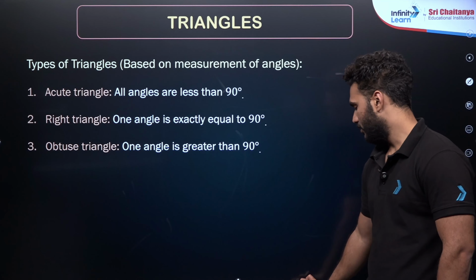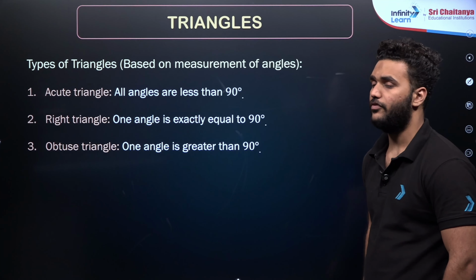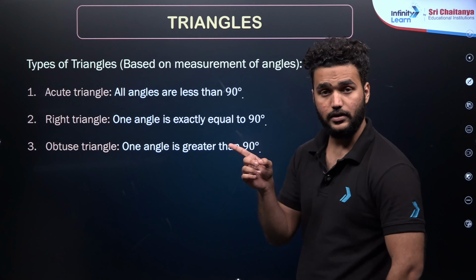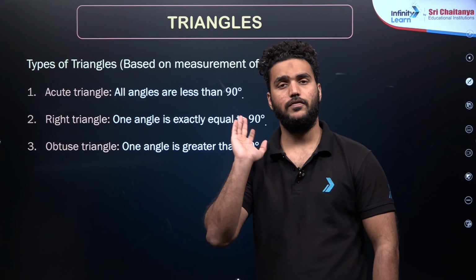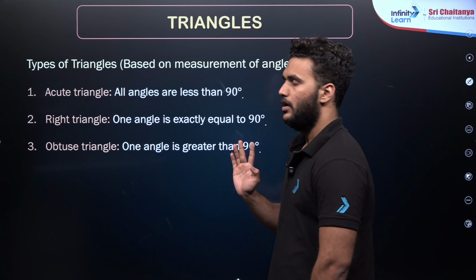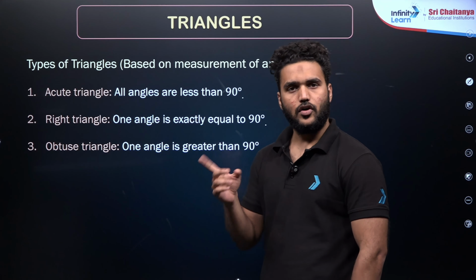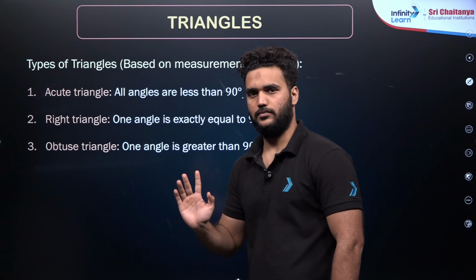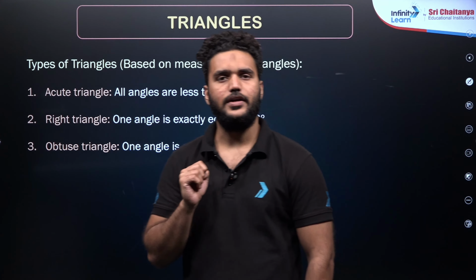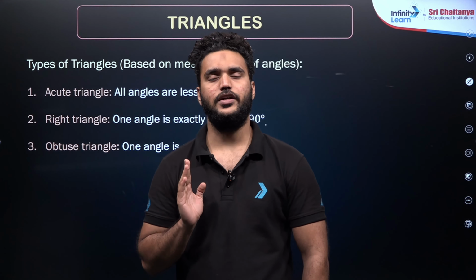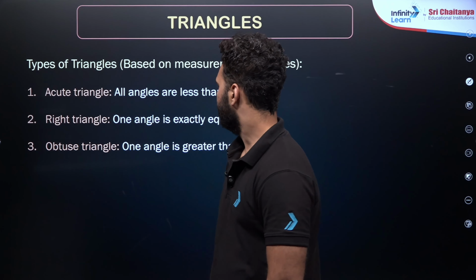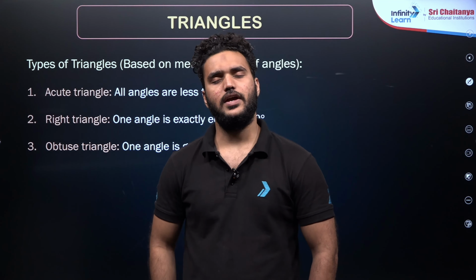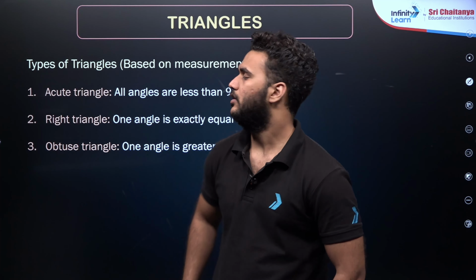So types of triangles on the basis of angles. We have seen the types of triangles on the basis of the length of sides. Now let's talk about the angles. If all your angles are less than 90, then it is an acute triangle. Now an equilateral triangle is an acute angle triangle. Why? Because every angle is 60. Every angle is less than 90.